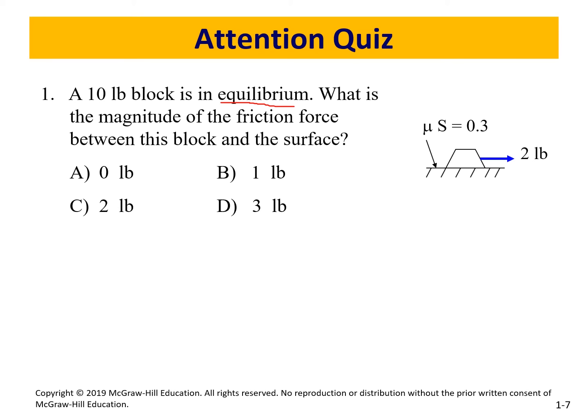Now, coming back to this question, because it's at equilibrium, we need to make sure that the summation of forces on the x-axis equals 0, which means the friction force should also be in the other direction. That friction should equal 2 pounds. So the answer for this question is actually C.